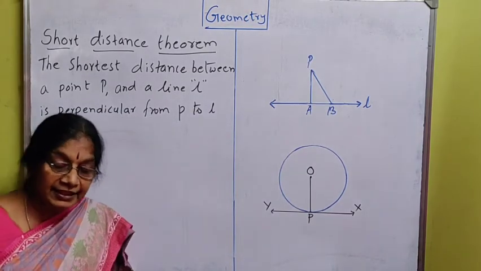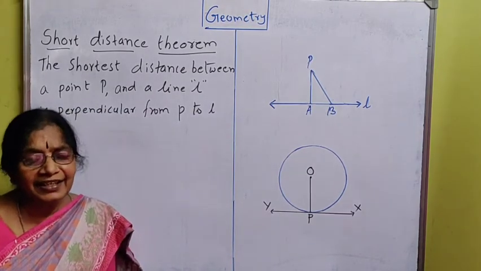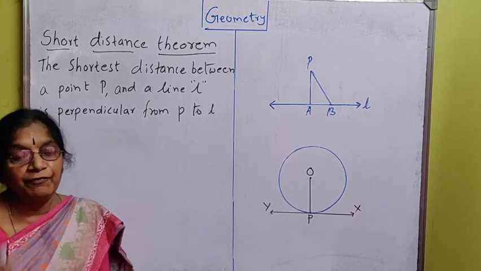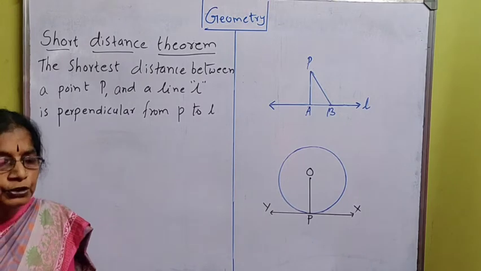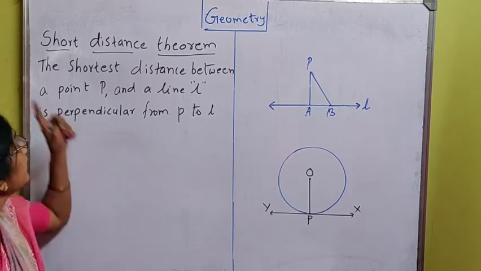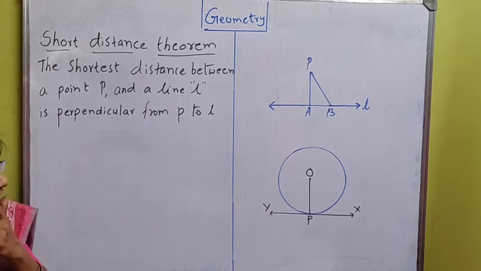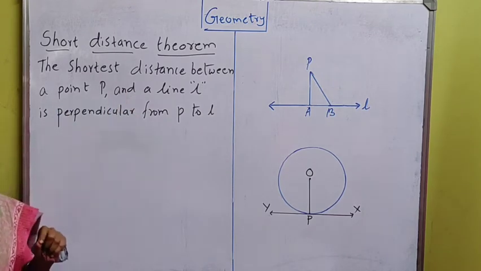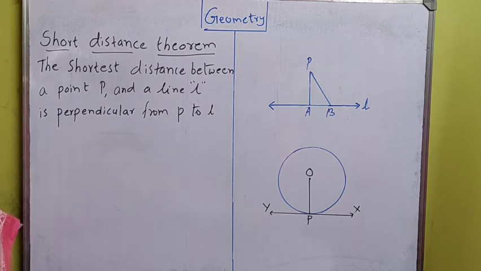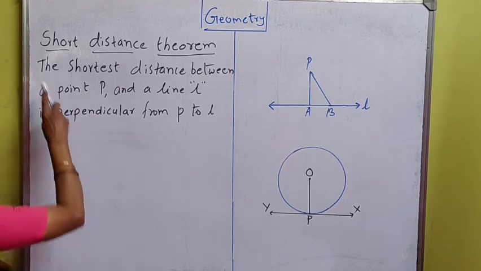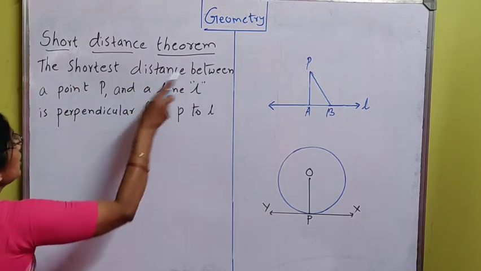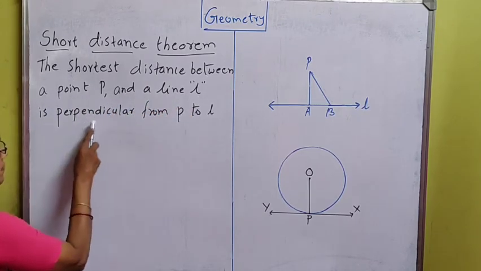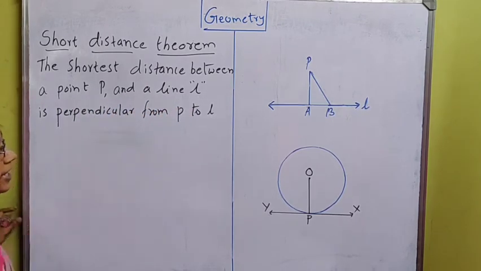There are theorems based on the tangent. To study the next theorem on tangents, you should have knowledge of the shortest distance theorem. This theorem is from 8th standard. What does this shortest distance theorem mean? See the statement I have written: the shortest distance between a point P and a line L is the perpendicular from P to L.